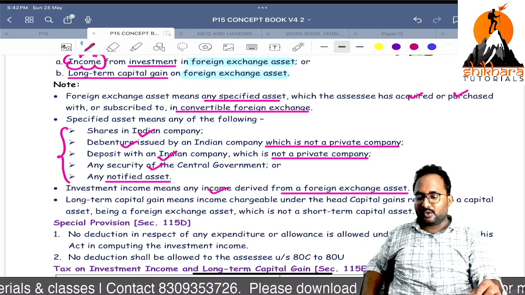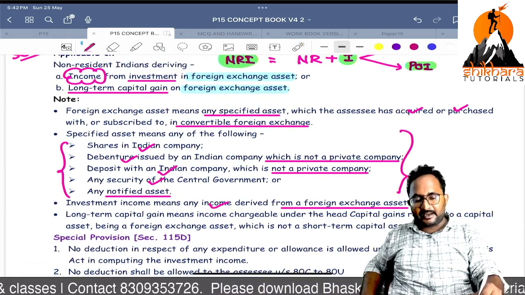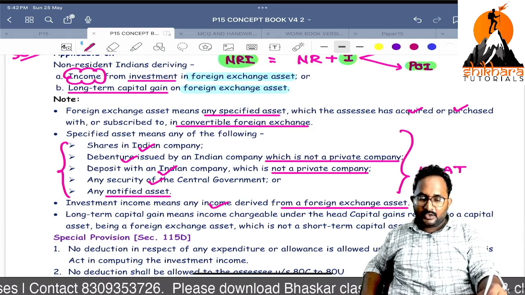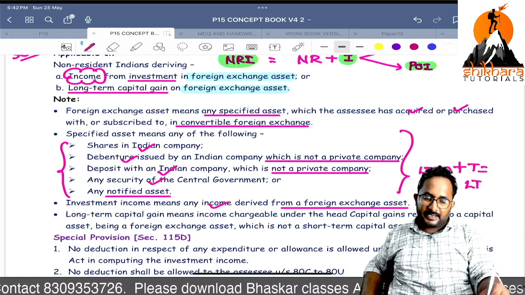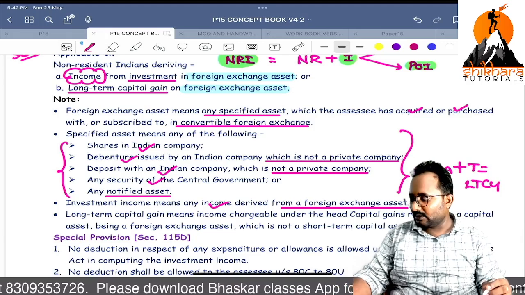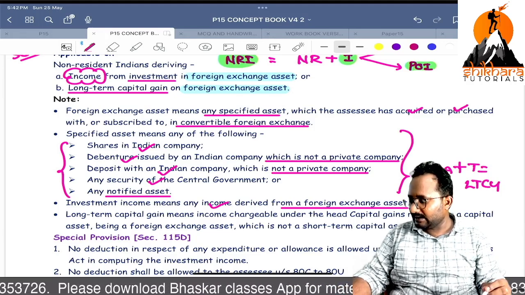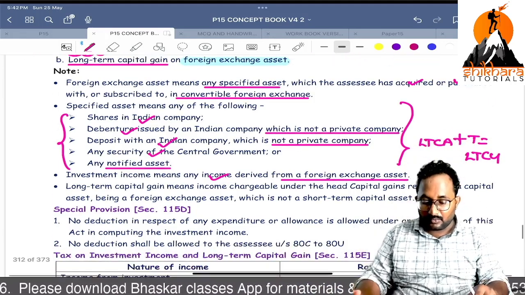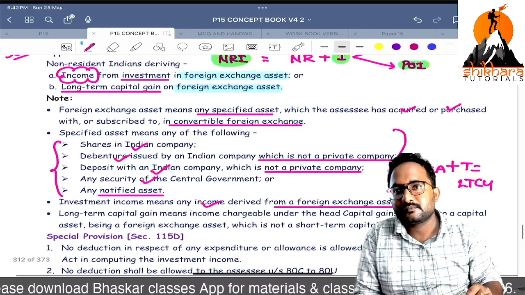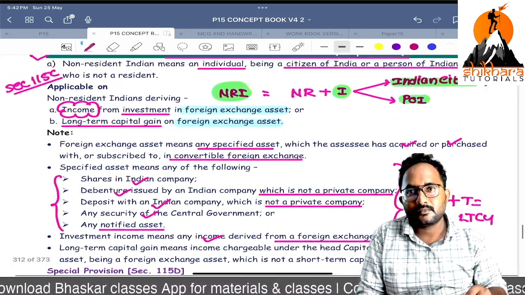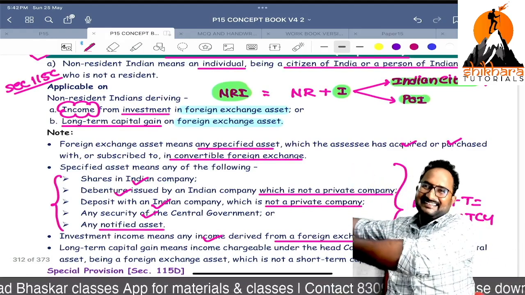Capital gain means, I think you know, if all these assets are long-term capital assets and you are transferring them, you will get what? Long-term capital gain. Are you clear? So now, please listen to this concept.